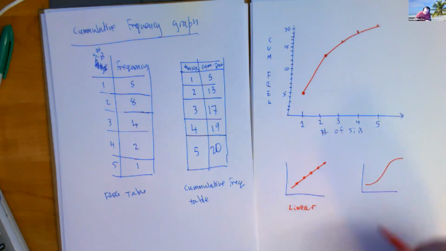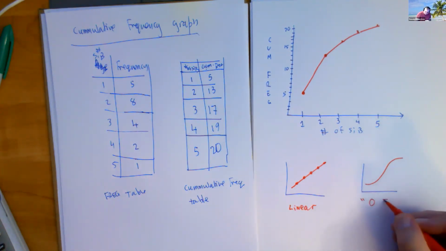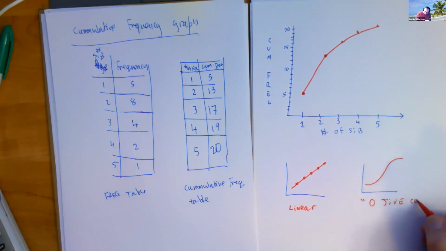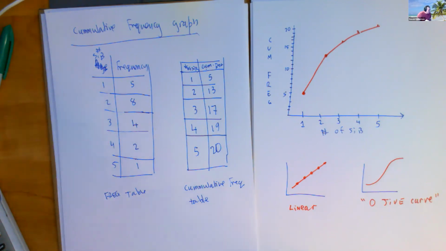And I can't explain the name for this because I don't know where its name came from. But it's called an ogive curve. You ever heard that term? Ogive curve? Nah. You probably never will again. I just put that in because it has a name.